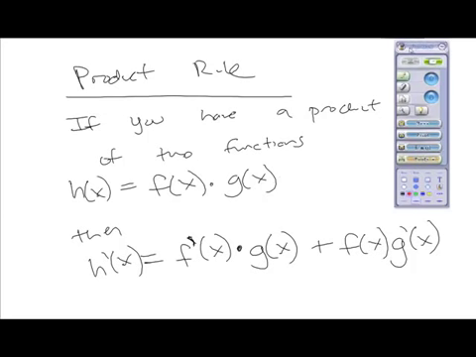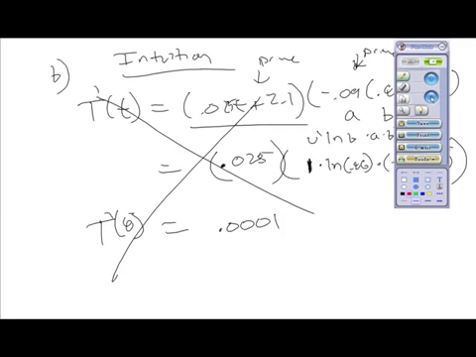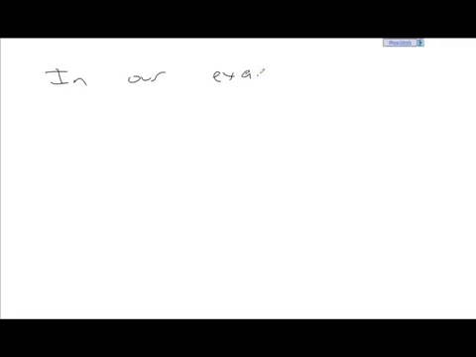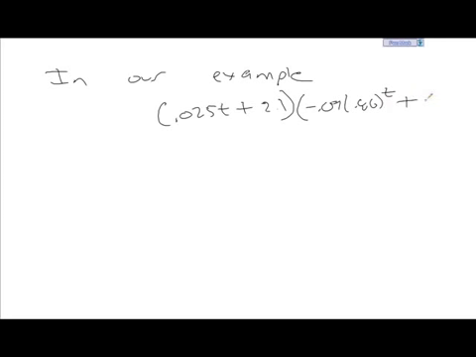So in our example, we have 0.025t plus 2.1 times negative 0.09 times 0.86 to the t power, you can call this x if you want, plus 0.6. Now, if you look at this thing, we call this the total function.